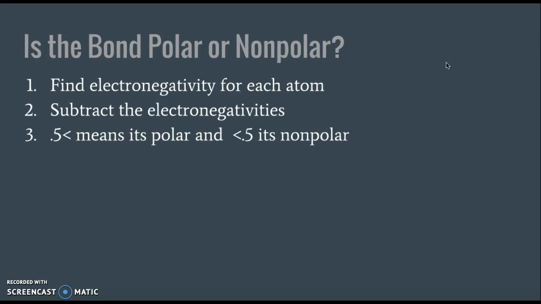To figure out if a bond is polar or nonpolar, you will use these easy steps. First, find the electronegativity for each atom. You will then subtract the electronegativities, and finally, if the difference is above 0.5, that means it's polar. If it's below 0.5, it's going to be nonpolar.